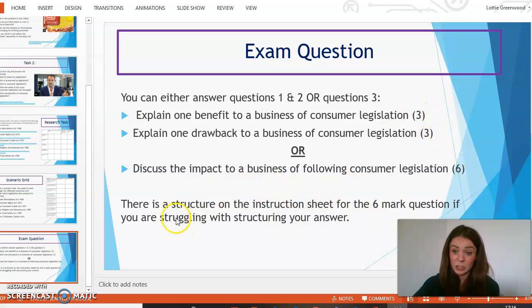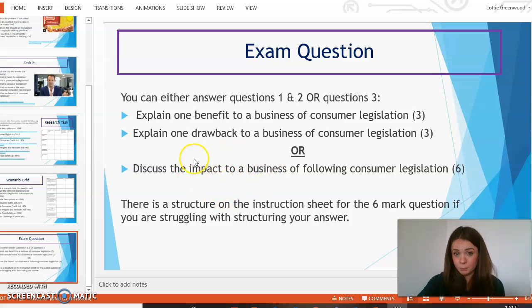On the instruction sheet, there is a structure for the 6-mark question if you're struggling with structuring your answer. With a discuss the impact to a business of following consumer legislation, it's a discuss question, which means there's no application needed, so you just need to analyse the question itself, so analysing the impact. The impact means that you can do either the positive or negative. It's not asking for one or the other, it's asking for either one. So whichever one you think would be easier, choose that.